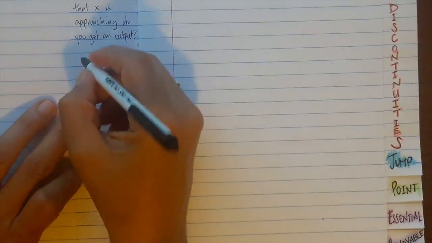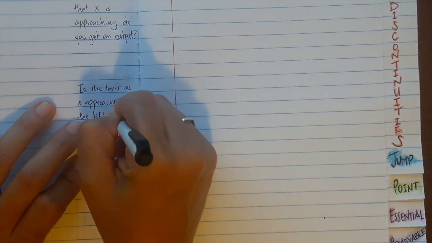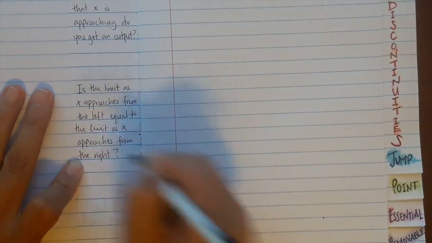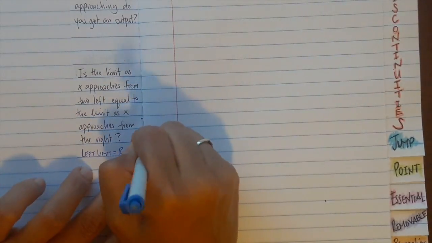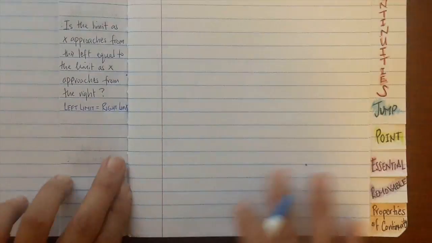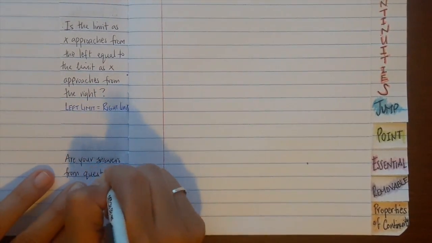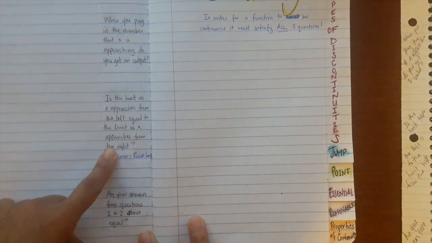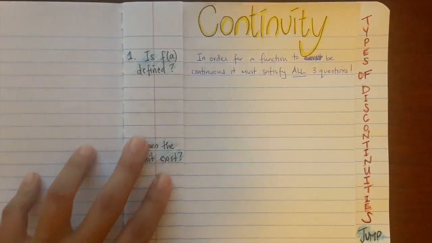Number 2, does the limit exist? What does that mean? Is the limit as x approaches from the left equal to the limit as x approaches from the right? In other words, is the left limit equal to the right limit? Lastly, number 3, is the limit equal to f of a? What does that mean? Are your answers that you got in questions 1 and 2 above equal to one another? If you answered yes to all 3 questions, then the function is continuous.